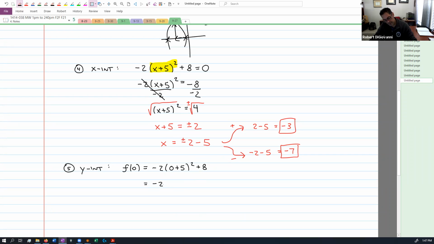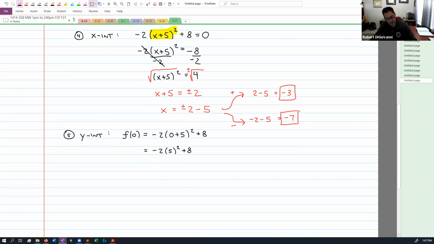This gives me -2. Now 0 plus 5 is 5, so I have to take the 5 and square it and add 8. So order of operations, just be careful here. -2 times 25, square the 5. Then multiply times -2, -50 plus 8. Man, that's going to be a crappy Y-intercept. It's way down there at -42.